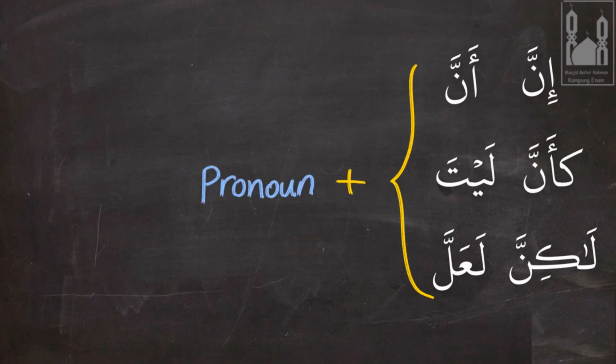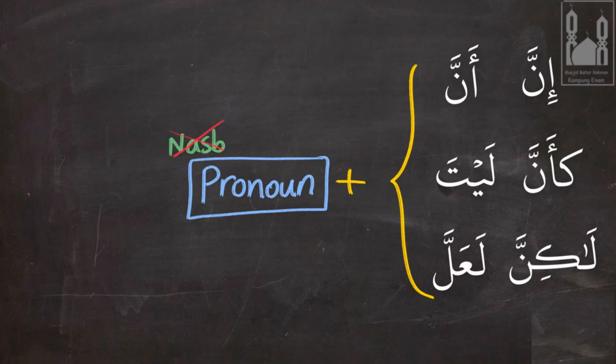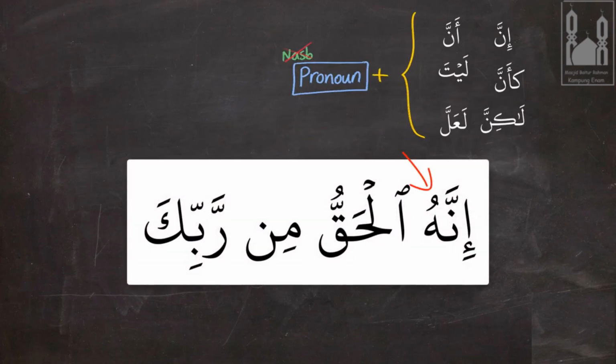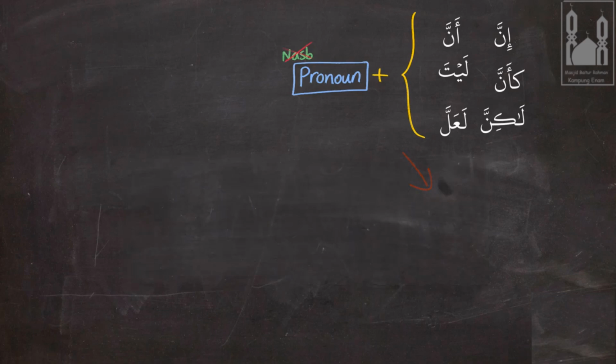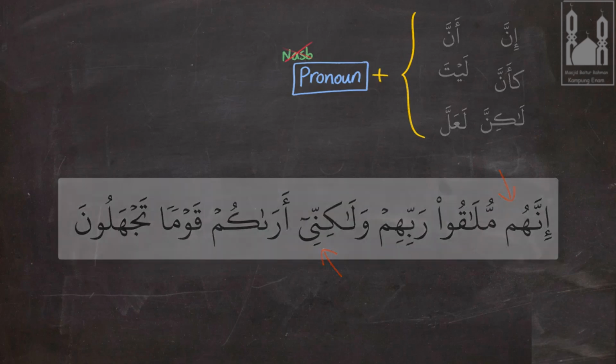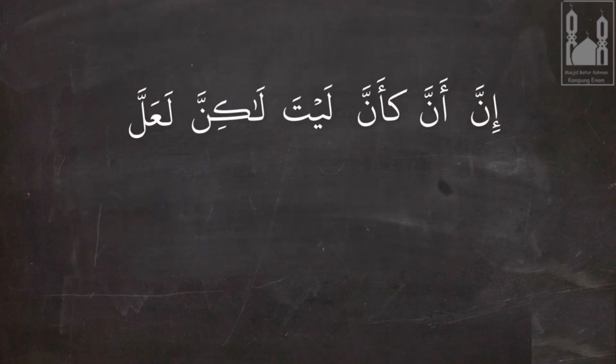Finally, as you might have noticed, and as was the case with jar particles, when any of these nasb particles have a pronoun attached at the end of them, they will not receive nasb or fatha, and they will keep their vowel. And we can see this phenomenon happening in these two examples. إنه الحق من ربك إنهم ملاقو ربهم ولكني أراكم قوما تجهلون.